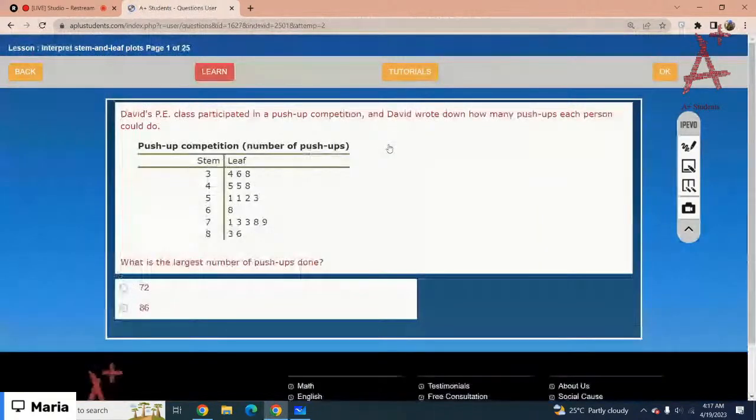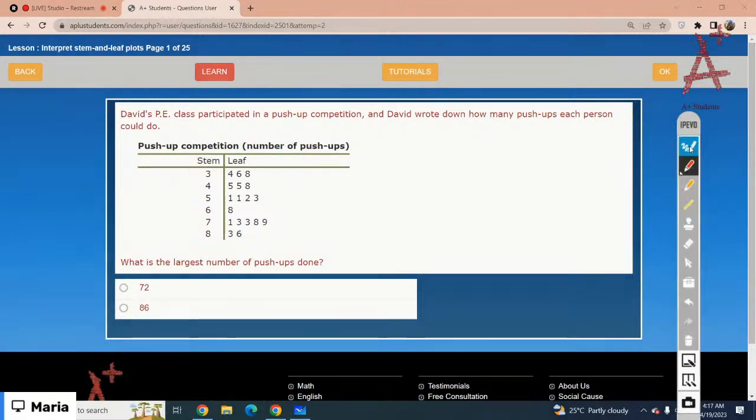Okay, David's PE class participated in a push up competition, and David wrote down how many push ups each person could do. So here is the stem and leaf plot for the push up competition. What is the largest number of push ups done? So just look at the largest value that can be created by using stem and leaf. The largest stem is 8, and the largest leaf is 6, so that means the largest number of push ups done is 86. Got it? So the correct option is 86.